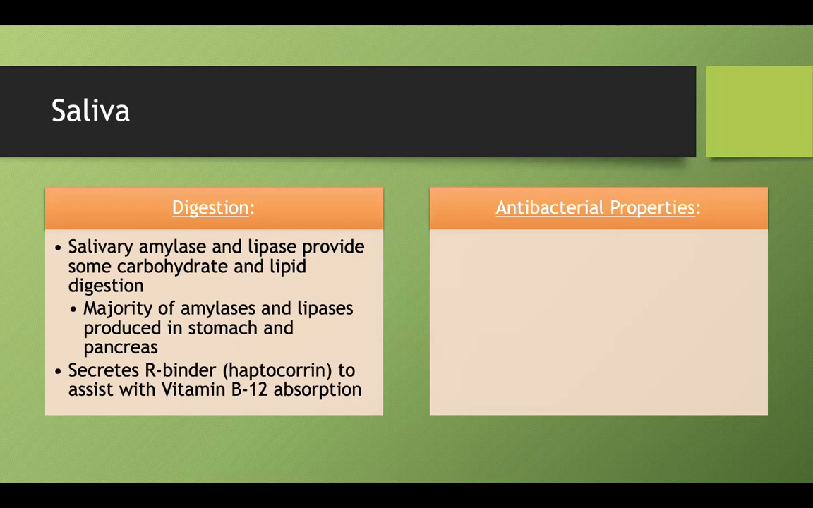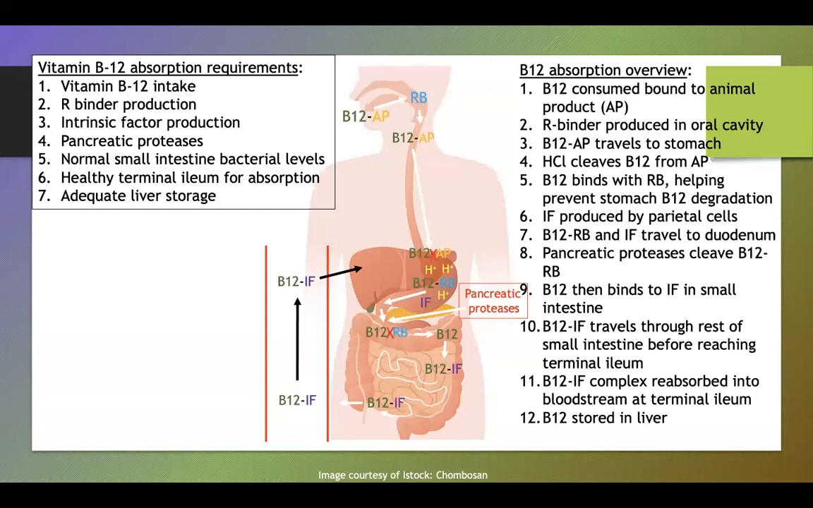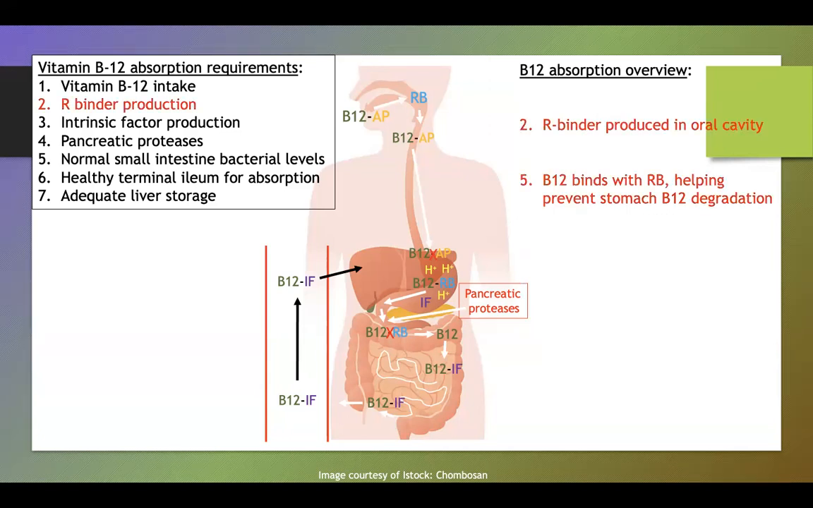which helps us eventually digest B12. And I go into B12 digestion in great detail in the stomach section, I believe. So if you really want to see all of how B12 absorption works, you can check that out. But here I just wanted to point out a few things. So I want to point out that we need R binder or haptocorin to adequately absorb B12.